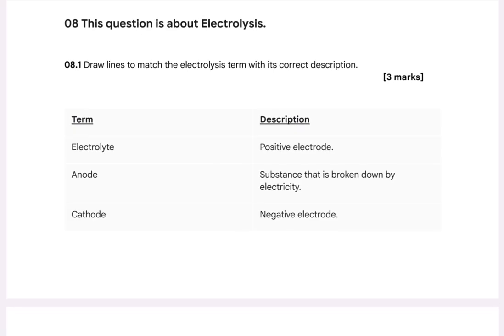So question 8 is electrolysis. Again, a dot-to-dot question asking us to line up some of these terms. It's saying in the first one what an electrolyte is. Now, an electrolyte is often the molten or solution substance in an electrolysis reaction, and this is a substance that is broken down by the electricity. That's the part that's allowing the conduction of electricity to go through it. And the anode, again, this is more of a memory test here. The anode is the positive one, and the cathode is the negative one.